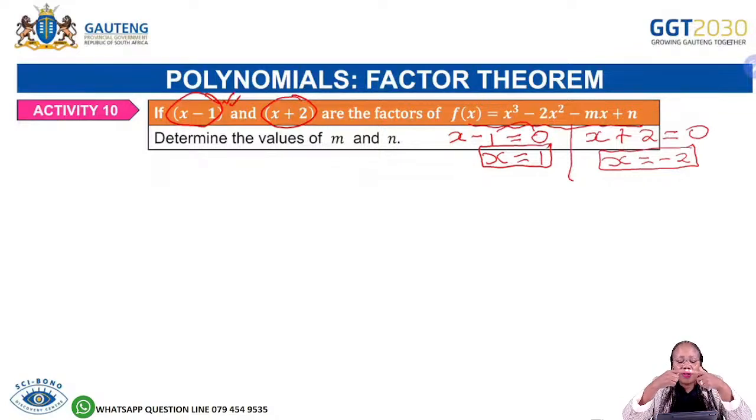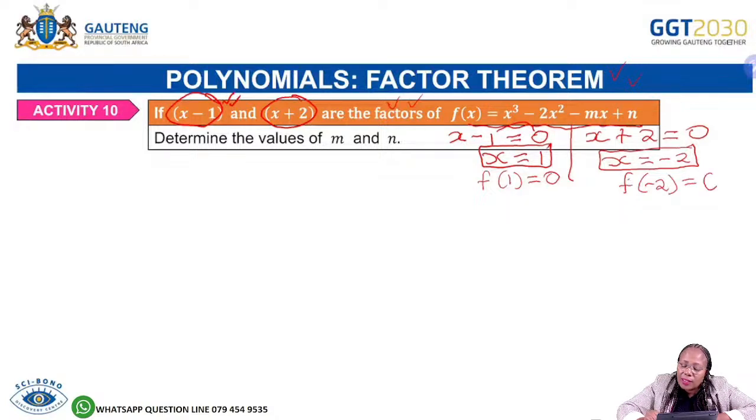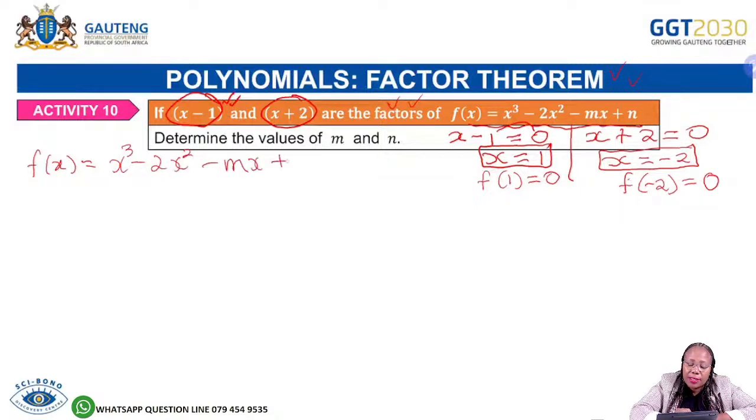Then we will be solving these 2 equations simultaneously because it is indicated that they are factors. Remember, the minute they are factors, that means the remainder is what, grade 12? 0. So that means in this case, now we can say f at 1, the remainder is 0. And then with f at minus 2, the remainder is what? 0. Right, and then we move on to our f at x function. F at x equal to x cubed minus 2x squared minus mx plus n.